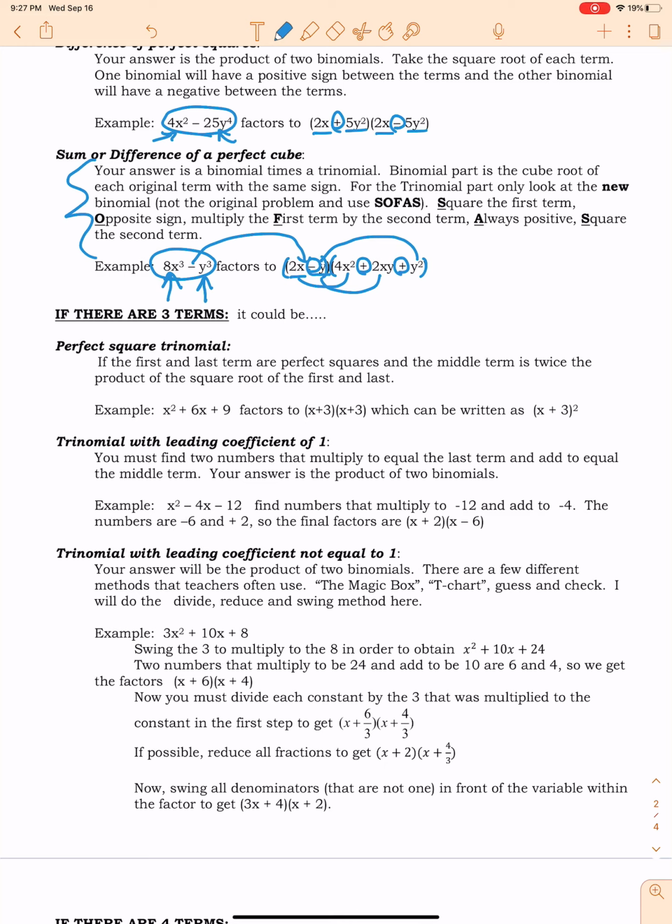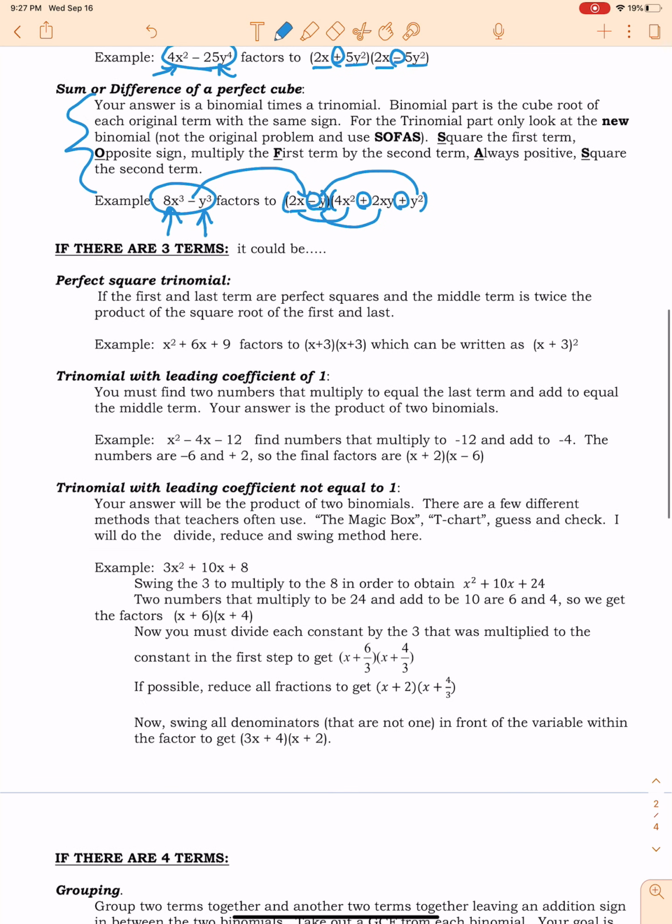Okay, if there are 3 terms, we either have a perfect square trinomial, a trinomial with a leading coefficient of 1, or a trinomial with a leading coefficient not equal to 1. And then I've given you some information here to go through this. So a perfect square trinomial, here's an example, x squared plus 6x plus 9. It doesn't look special when you're getting started. It's just that it factors into 2 identical factors. Kind of like you have the number 9. Well, 2 of its factors are 3 and 3. So for this trinomial, x squared plus 6x plus 9, it factors into 2 identical factors.